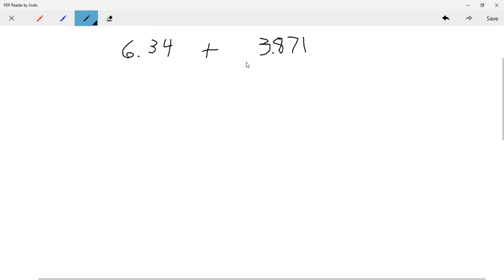So first of all, the first thing you're going to want to do is line the numbers up. And the easiest way to do it is to just line it up by the decimal. So I'm just going to write this number directly under.